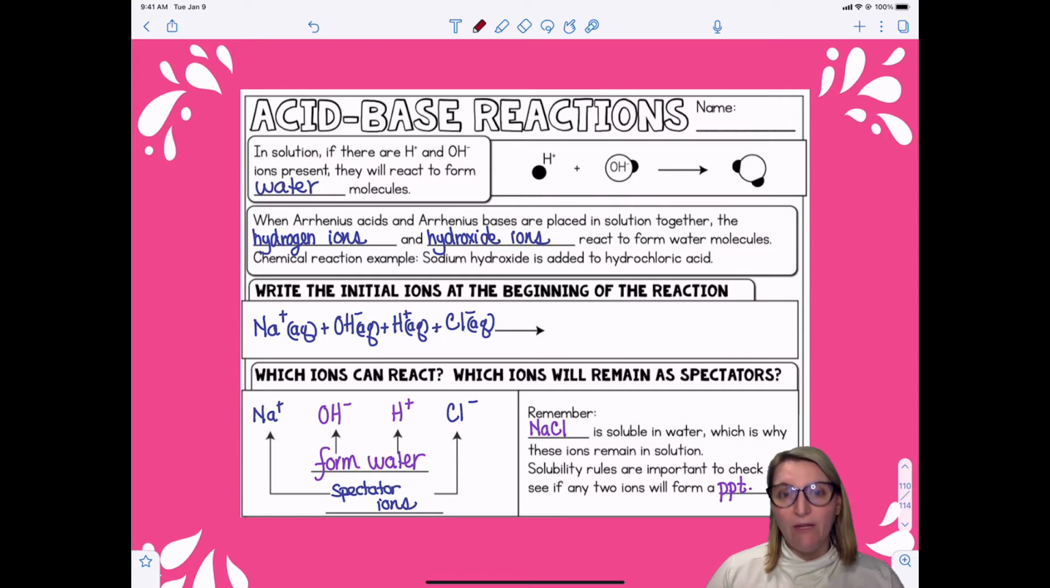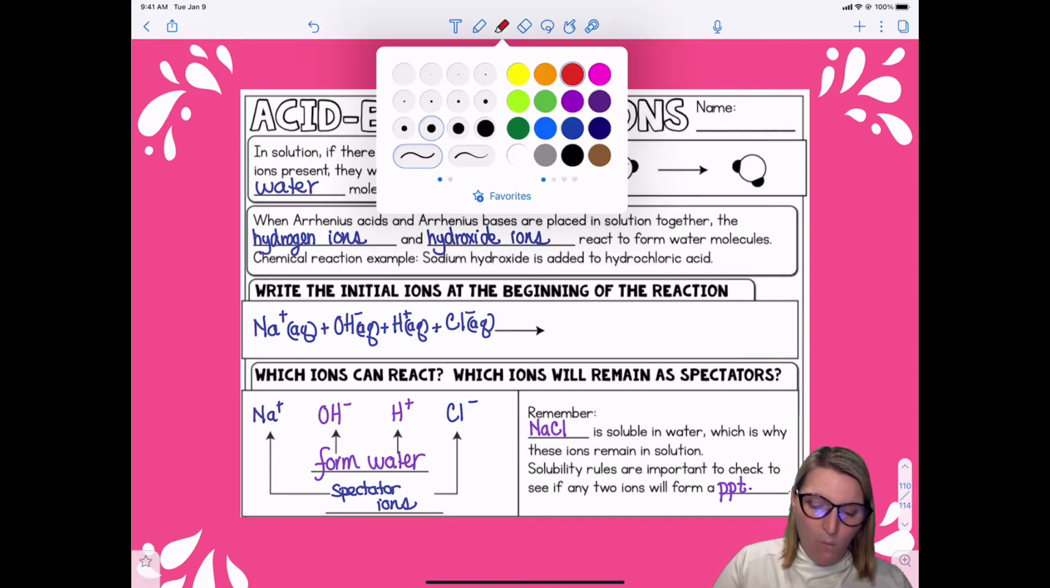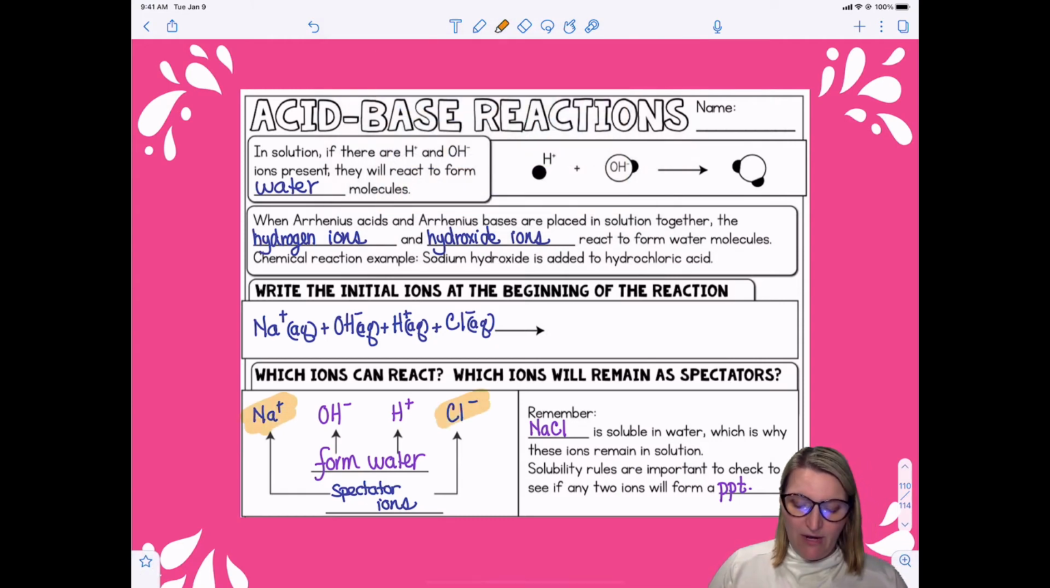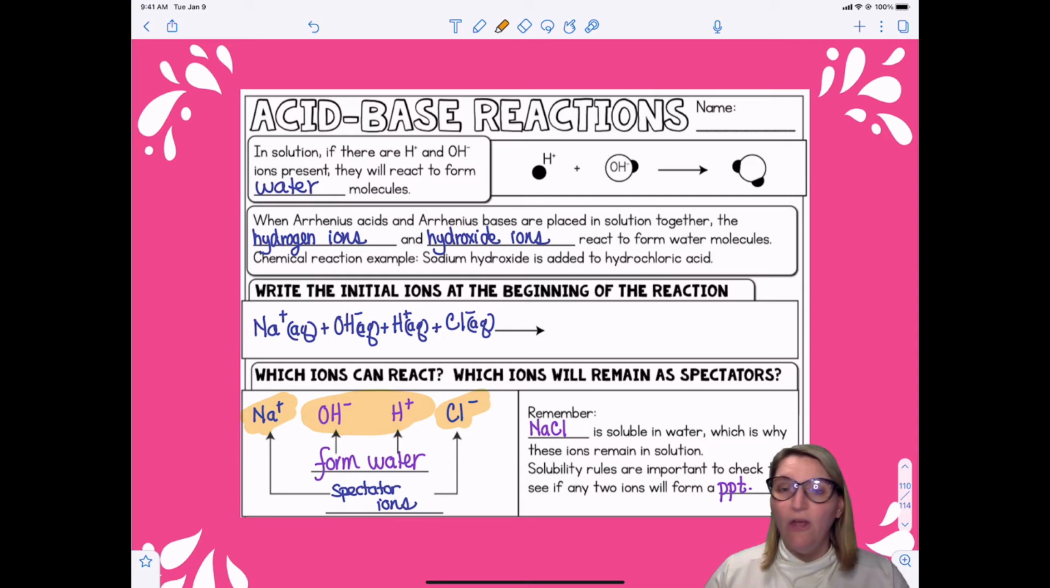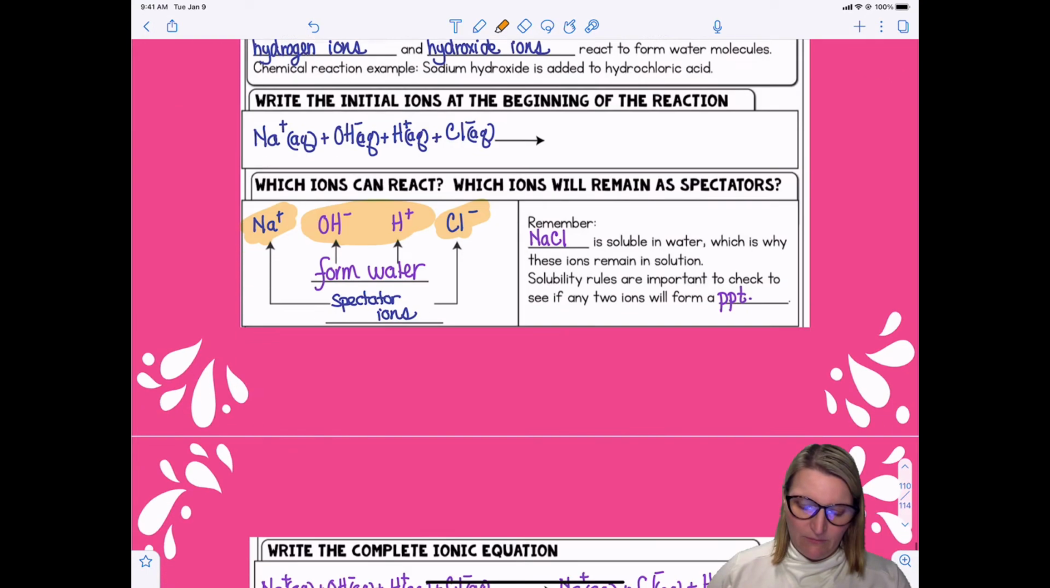The example is sodium hydroxide, which is a very common base, and hydrochloric acid. And so you can see we write them dissociated, and then the positive sodium and the negative chlorine would form water or ionic compounds, depending on what they are. But because an acid is always H+ and a base is always OH−, you'll always have H and OH coming together to form water. The other compound that's formed in this case is NaCl. NaCl is soluble in water, so they are spectator ions.